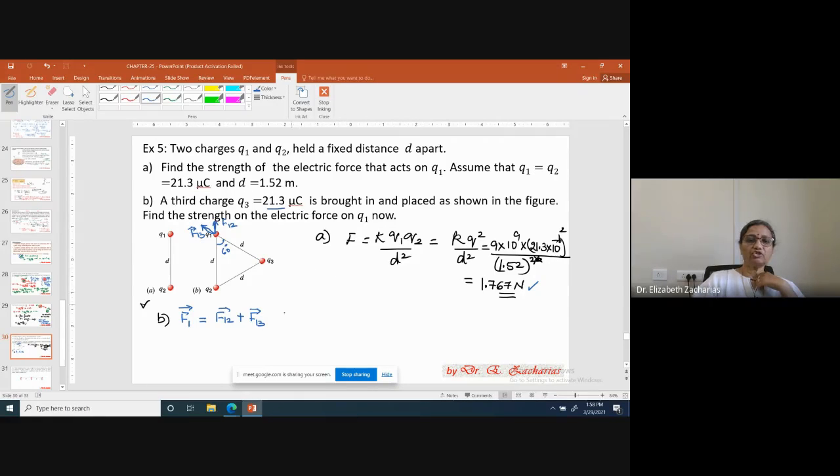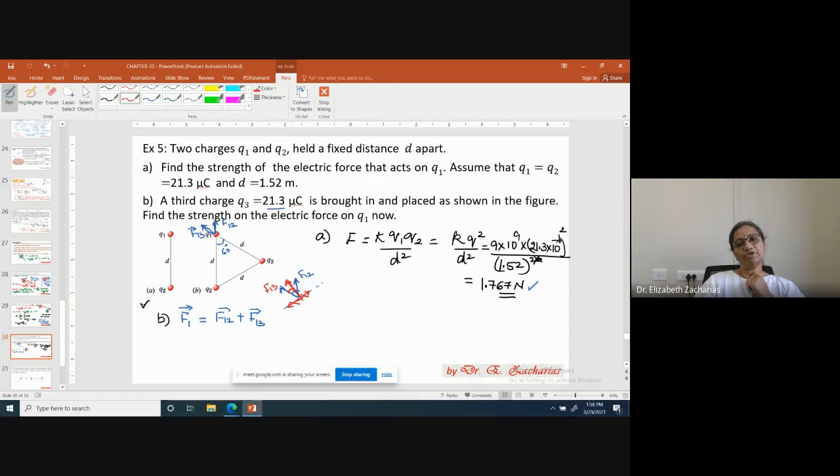Now how do you add these two vectors which have the same length? What will be the angle between them? The angle between them will be 60. Therefore, how do you add them? F12 is going to have components. One component will be like this, and the other component will be like this. Similarly, F13 also will have two components, one in this direction and the other in this direction. Now these two will cancel out.